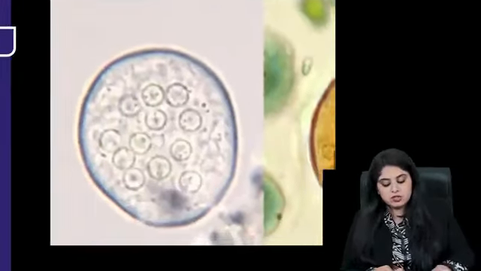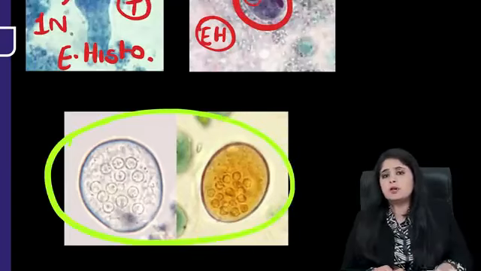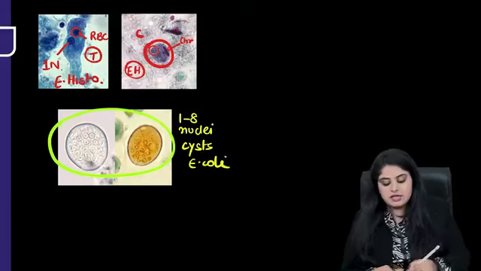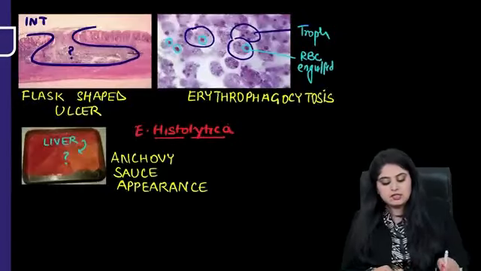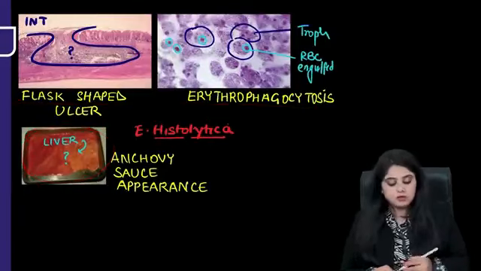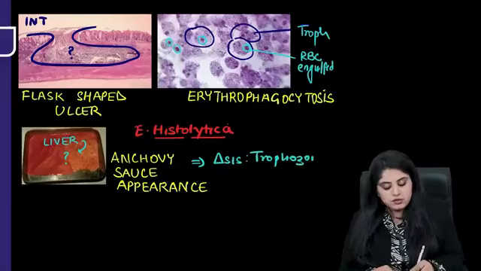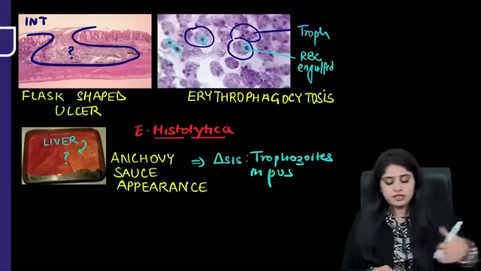Versus look at these pictures. Ma'am, the number of nuclei in these cysts is 1 to 8. They are much more than that. So basically when you're seeing 1 to 8 nuclei, what are you dealing with? You're dealing with the cysts of Entamoeba coli. So all said and done, you have done the diagnosis of this intestinal amoebiasis. How are you going to do the diagnosis of the liver amoebiasis, Anchovy sauce appearance? Please note that for the diagnosis, you will see the trophozoites. You will take this Anchovy sauce and you will see the trophozoites in this Anchovy pus that you have got. That is how you do the diagnosis. All said and done.